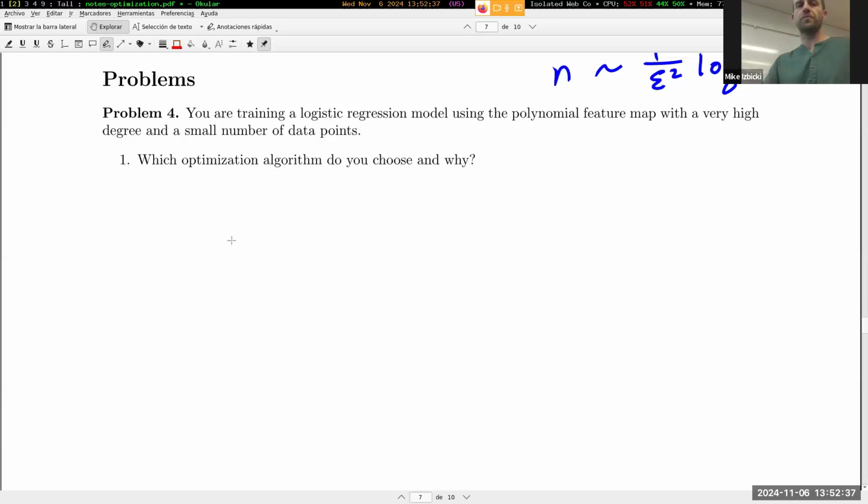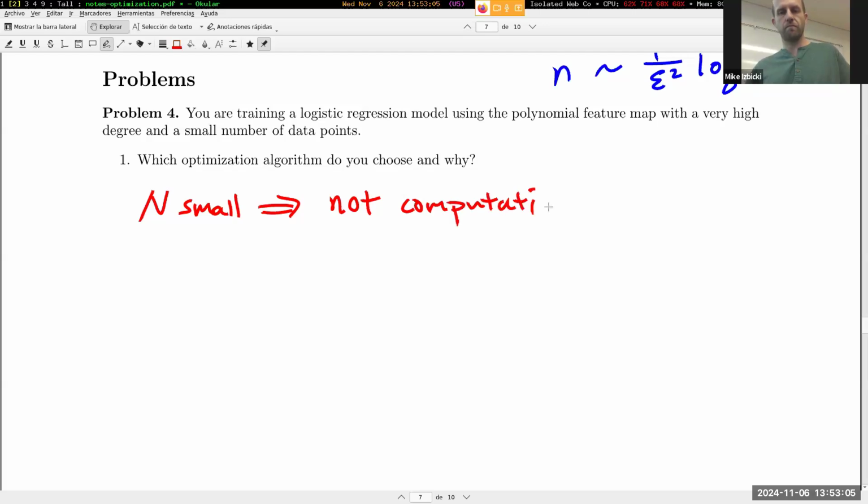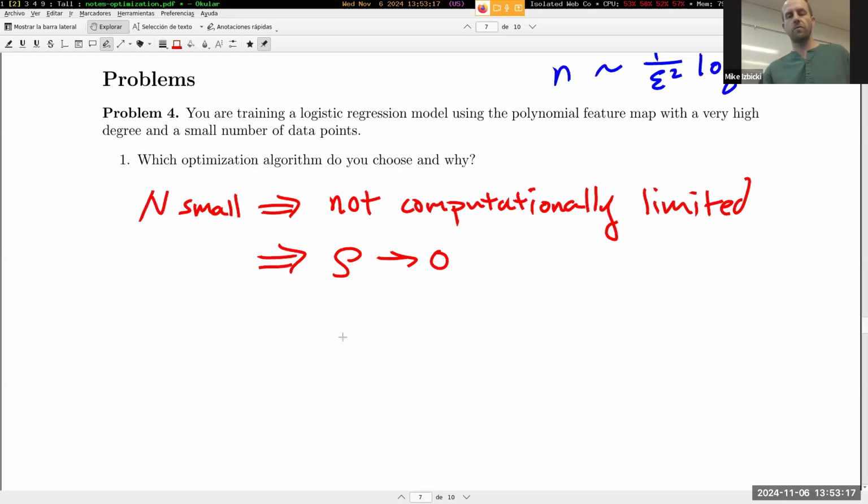So problem 4 here: you're training a logistic regression model using the polynomial feature map with a very high degree and a small number of data points. The question is, which optimization algorithm do you choose and why? Well, the first observation here is that because it's a small number of data points, this will imply that we are not computationally limited. And so that implies we can make our rho value go to 0.